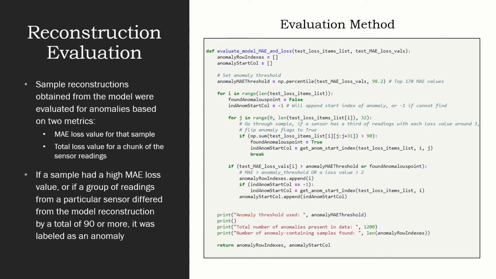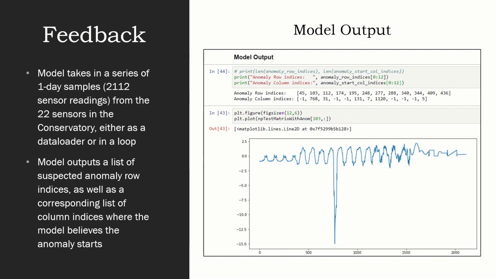After the model was trained to reconstruct a day of sensor readings, the test data with injected anomalies was run through the model and the loss values for each sample were computed and sent to an evaluation method, which you see here on the right. This evaluation method takes in the loss values for each test sample and labels the sample anomalous if the average mean absolute error for that sample is too high, or if at least a third of sensor readings from any sensor in the sample differ from the model reconstruction values significantly.